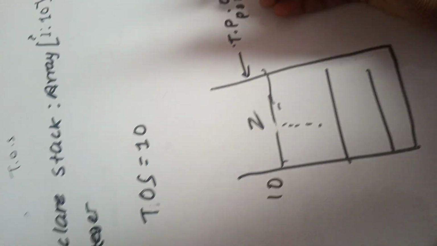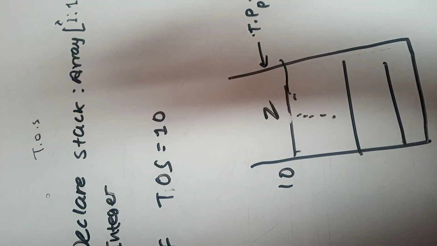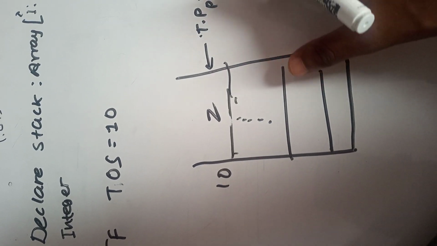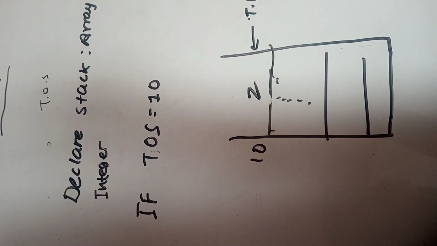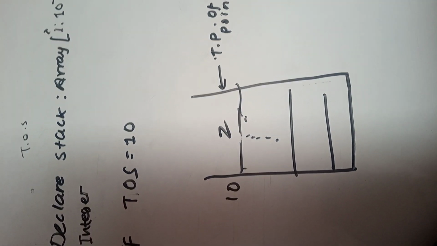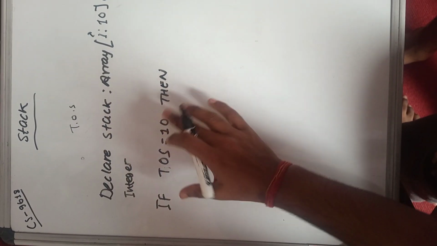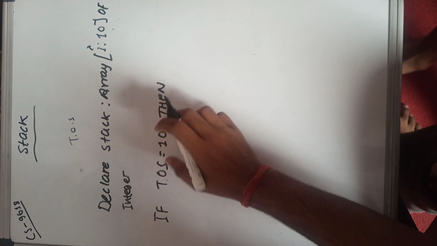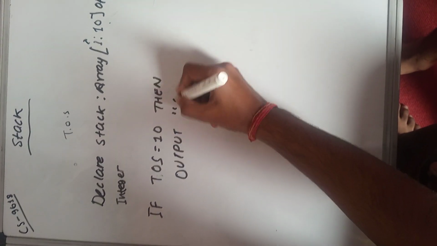Okay, so if it is 10, we should not be able to add data to the stack. Basically it means that it is full, so it will be invalid, so we should check that condition also. So if the total number of elements is 10 and the top of the stack pointer is also 10, then the output will be stack is full.